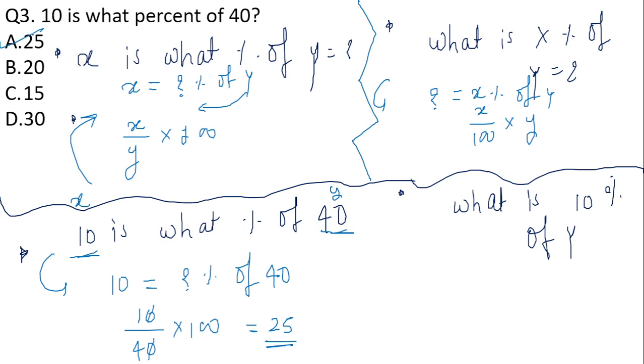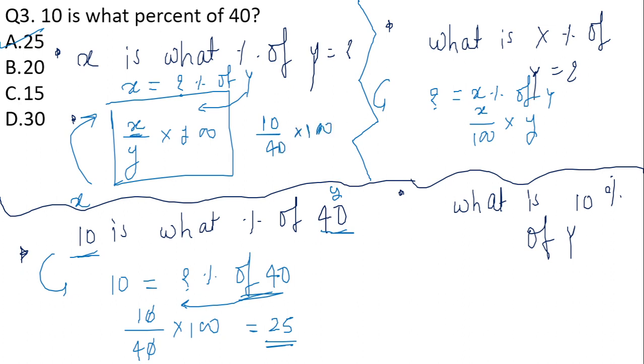That is, 10 is what % of 40. It means 10 is equal to what % of 40. It means 40 here is in multiplication. If I take it on this side, this will go in division. Or simply you can use this format, considering the value of x as 10, y as 40, into 100. Keeping this in mind directly, you can solve the question. Now based upon the second statement, we will solve the second question.